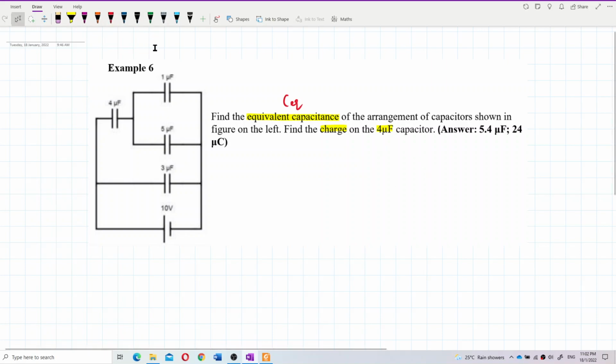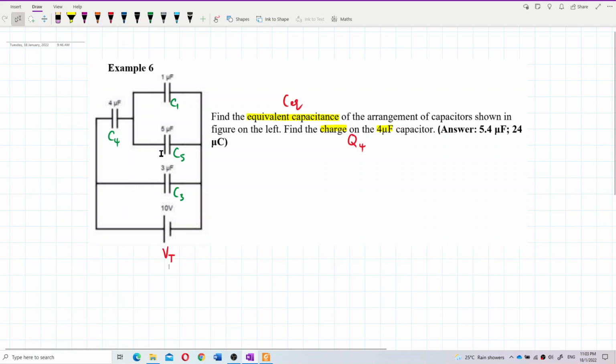So I need to label first. This one you can put as C4, this one as C1, according to the capacitance value, C5, this one is C3. The charge on the 4 microfarad capacitor I can put as Q4. Here we have 10 volt, which is actually the total voltage. Yeah, total voltage is 10 volt.